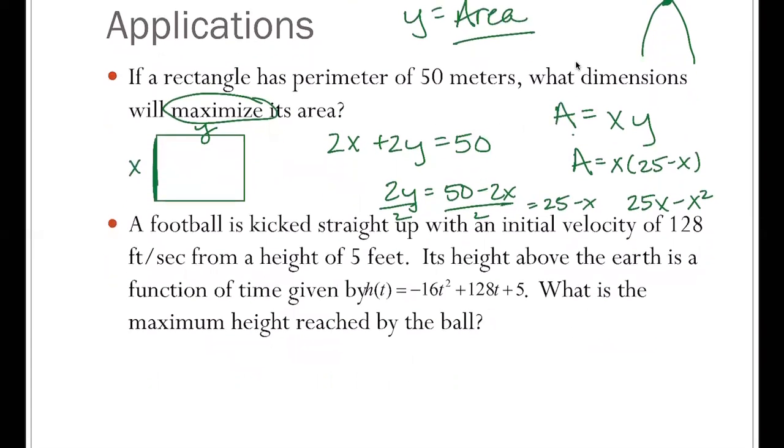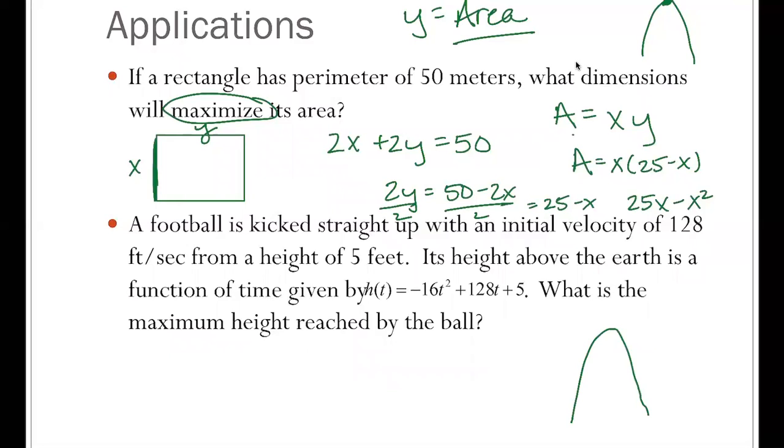If we're looking at this last one here, it says a football is kicked straight up with an initial velocity of 128 feet per second from a height of 5 feet. The height above the earth is a function of time given by this equation. What is the maximum height of the ball? This is going to be the same type of thing. You're going to want to graph this in the graphing calculator. Again, your a value is negative, so you will have something that looks like this.